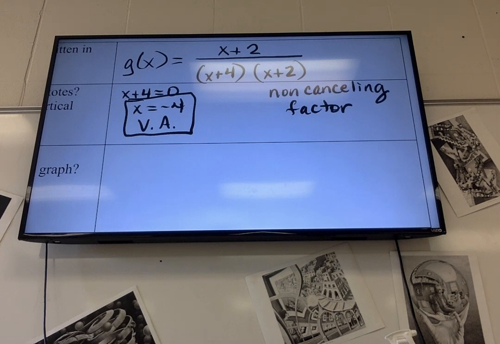Yes, ma'am. Since it has nothing on top, because they've already canceled out, do you put a 0 or just say none? Are you talking about the hole in the graph? Oh, let's see. That's a really good question. No, it'd be like there's an understood 1 there. Okay.